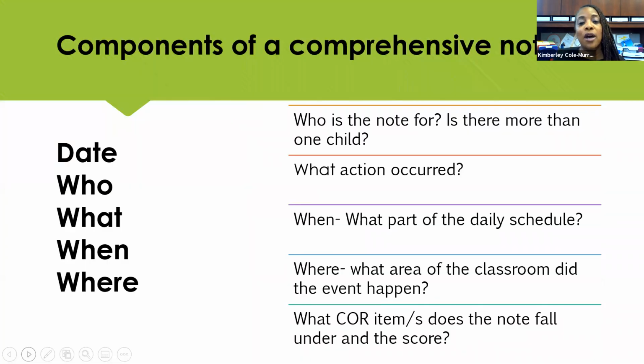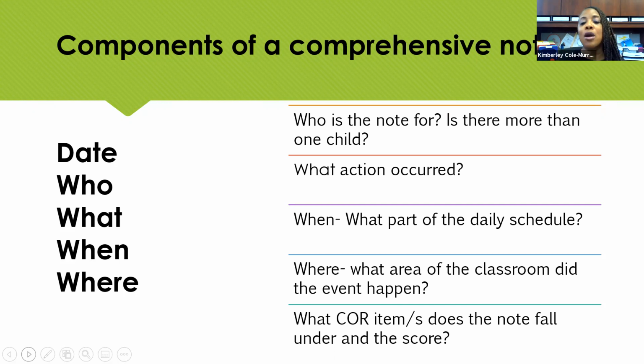So, components of a comprehensive note. As you heard in the video, you want your notes to be complete. A complete note consists of the date, who the note is about, so what child or children were involved in this observation that you're writing about, what actions occurred? What did you see the child do? What did you see, or what did you hear the child say? So you just want to be very specific within that action.